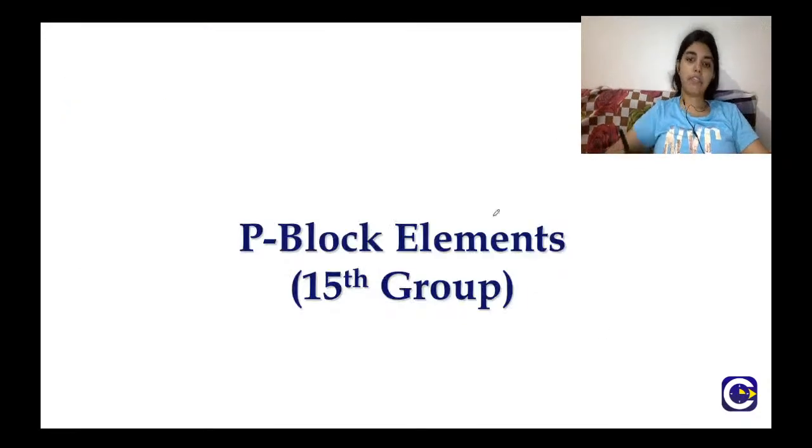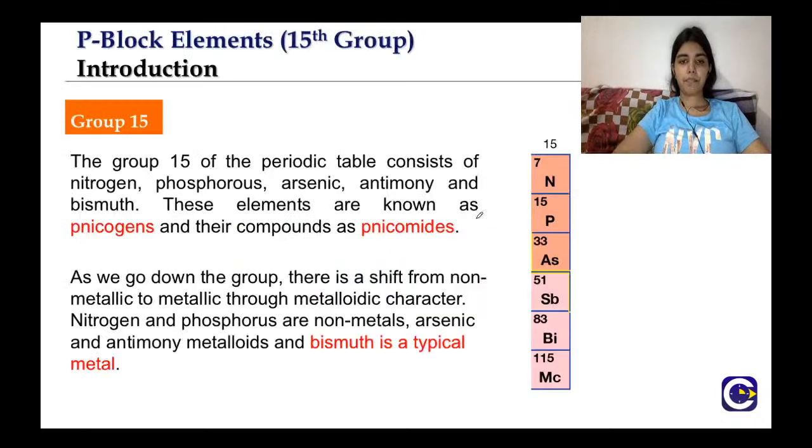Next, we will be doing the 15th group. Right, first we will start with the 15th group. Now we will discuss in detail all the groups. Here if you see, group 15 of the periodic table consists of what? Nitrogen, phosphorus, arsenic, antimony and bismuth, right? So these elements are known as what? Pnictogens, and their compounds are known as what? Pnictides.